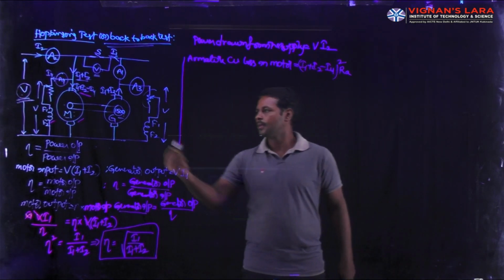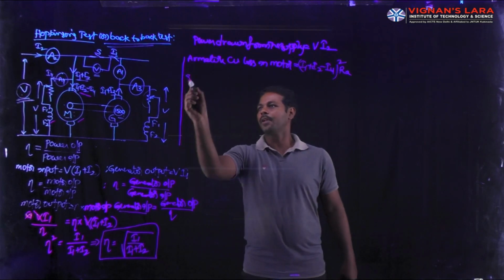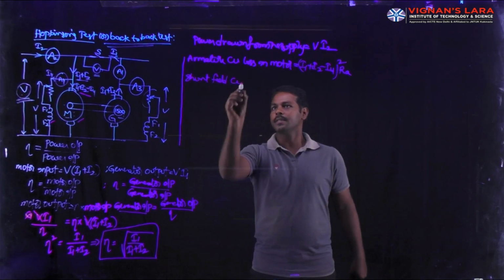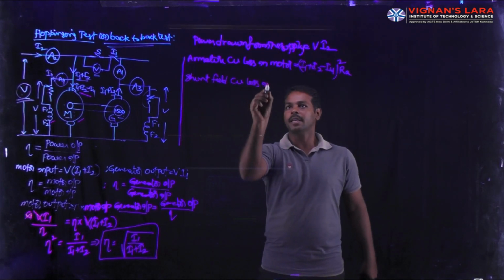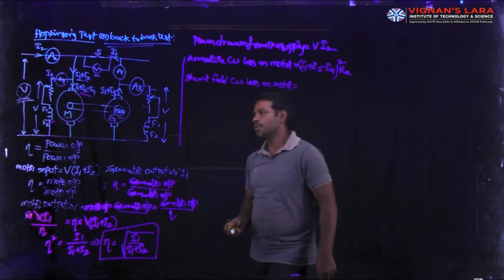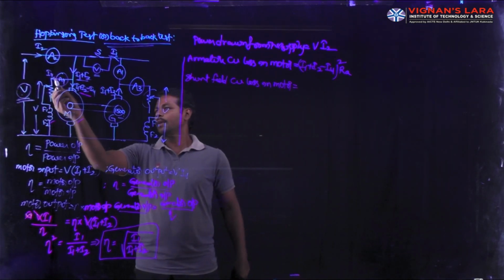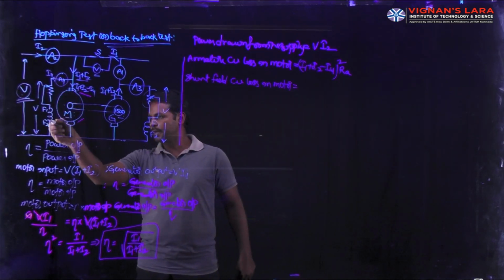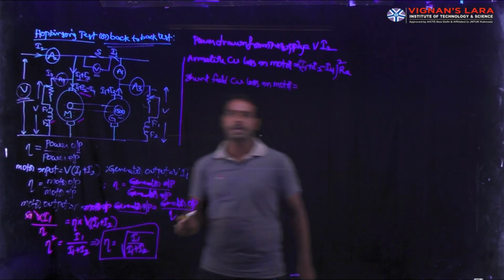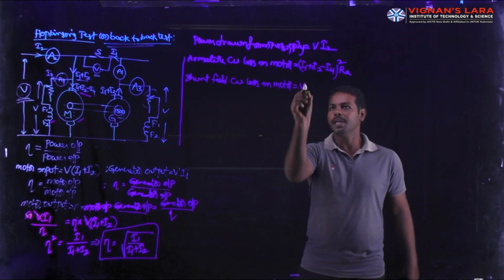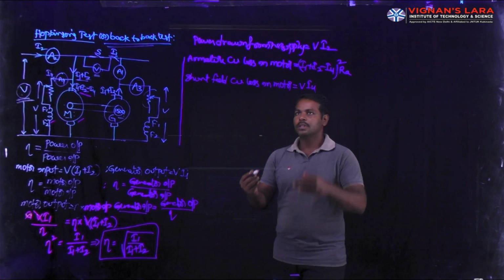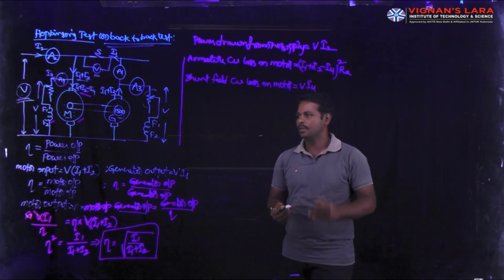The second one is the shunt field copper loss in the motor. It is equal to voltage into current: the current flowing through the field winding of the motor multiplied with the voltage across the field winding, which is V into I4. These two losses exist in the motor.